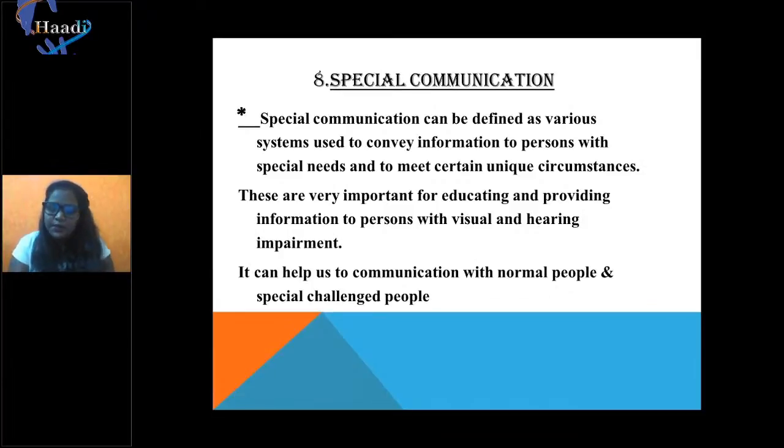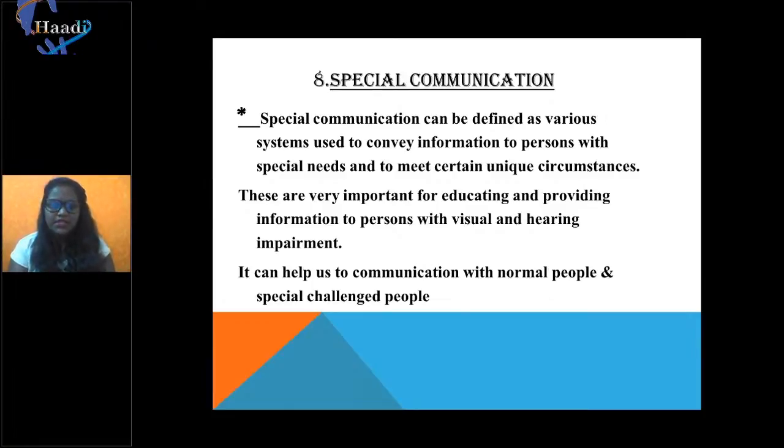So special communication, in one word, helps us communicate with people who are specially challenged. Not only for common people can we use communication, but special communication can also be used for specially challenged people. It is very important to educate and provide information to persons with visual and hearing impairment. So special communication is a system used to convey information to persons with special needs.